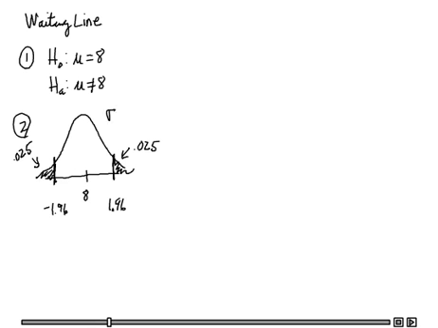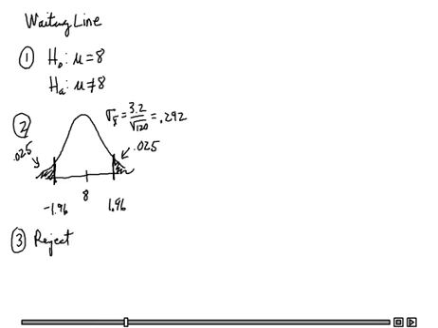Standard error would be the standard deviation, which was given as 3.2, divided by the square root of the sample size, or the square root of 120. That calculates out to 0.292.